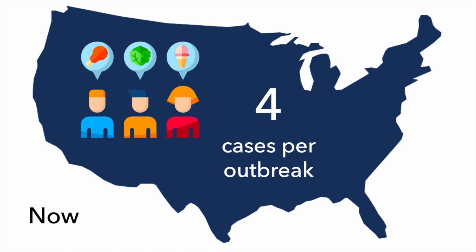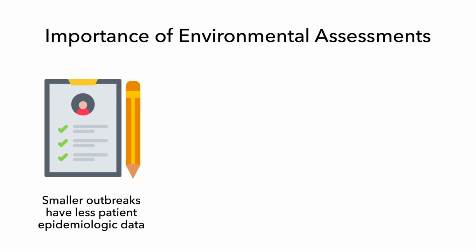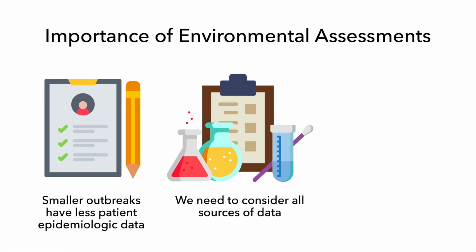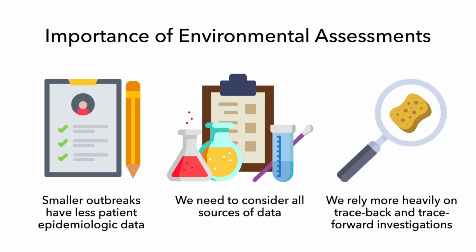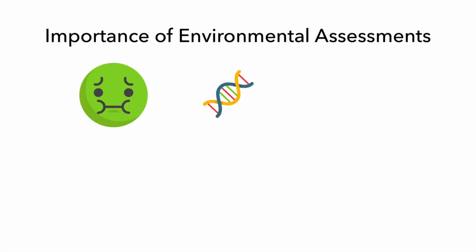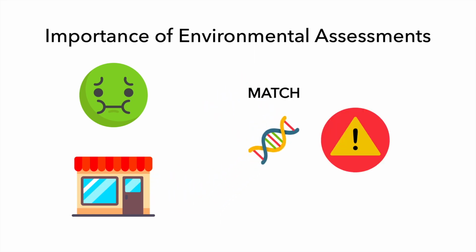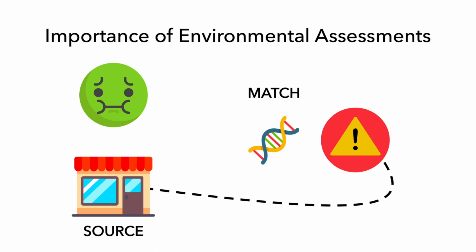But what does this mean for environmental assessments? Smaller outbreaks have less patient epidemiological data. We need to consider all sources of data: epidemiological, environmental health, and laboratory data. Now, to identify a food source, we rely more heavily on traceback and traceforward investigations. With whole genome sequencing, laboratories characterize environmental isolates and match them to isolates from patients, allowing public health agencies to determine the source of an outbreak quicker.